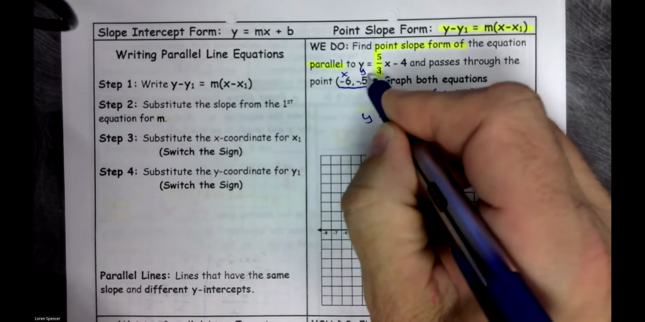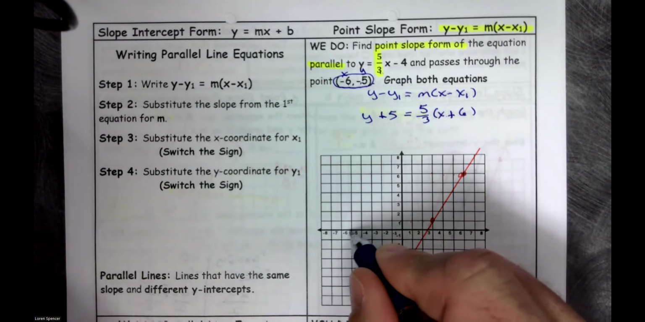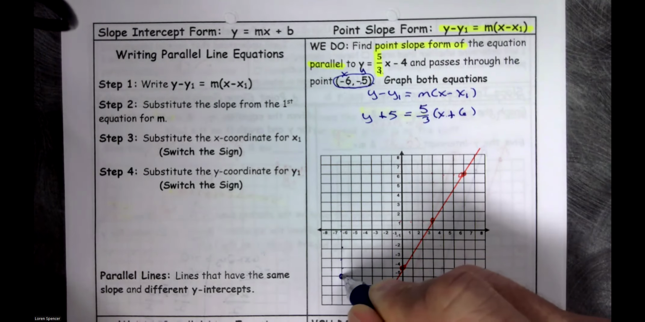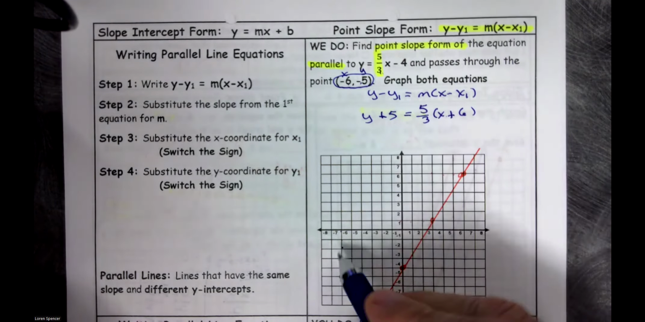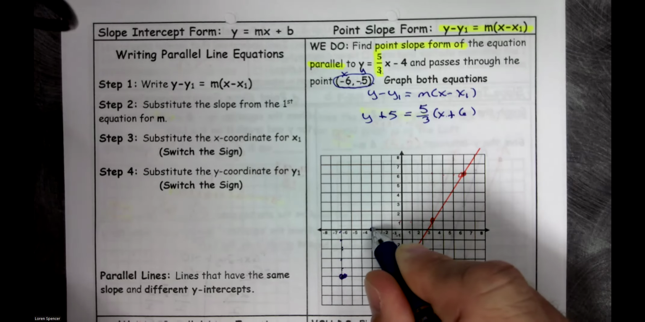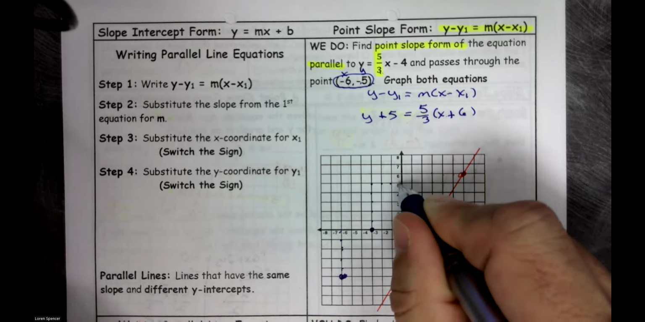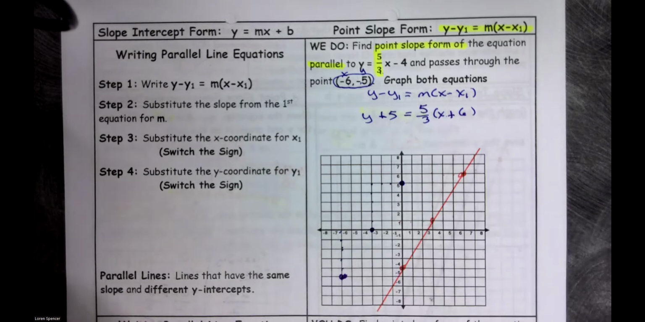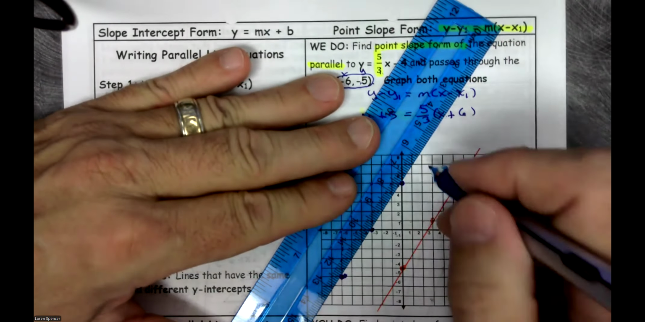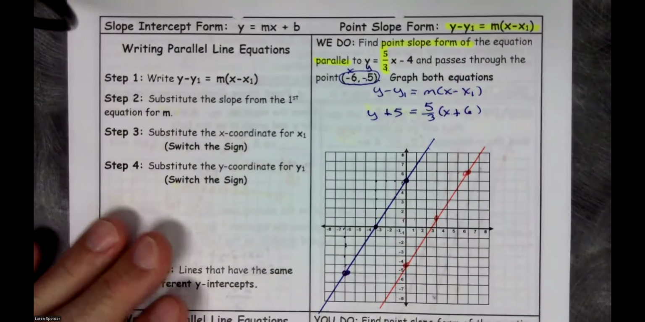Okay, this is still my starting point. Even though they're liars here, that's still my starting point. So I have to go to -6, -5, which is about there. And I need to count out my slope of 5/3. 1, 2, 3, 4, 5 over 3. 1, 2, 3, 4, 5, and over 1, 2, 3. And we end up with two parallel lines.